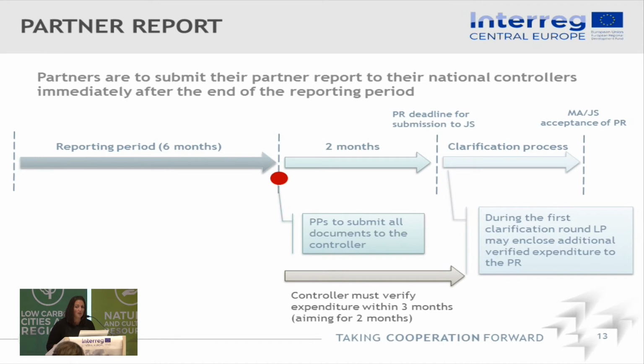However, this is not a chance lost, because once you submit the progress report to the Joint Secretariat, there is a clarification process. We will go through the progress report, and we'll come back to you with some clarifications. During the first clarification round, but only during the first clarification round, it is possible for the lead partner to enclose additional verified expenditure in the progress report. It's not possible to include such costs once the monitoring process is about to end. This is why we have this rule that in the first clarification round, it is possible to include further costs. After that, it's only possible to include the costs in the next progress report.